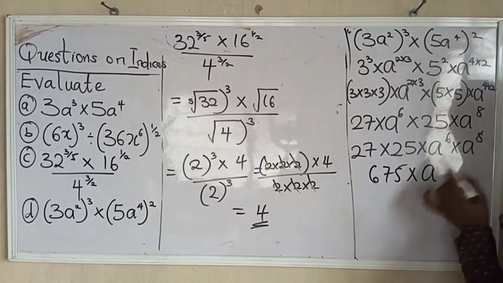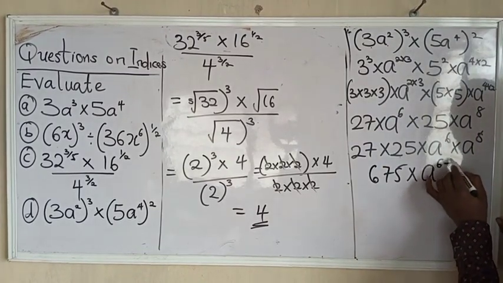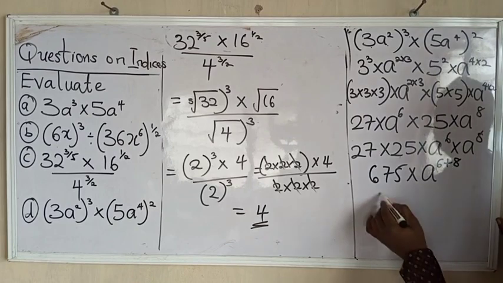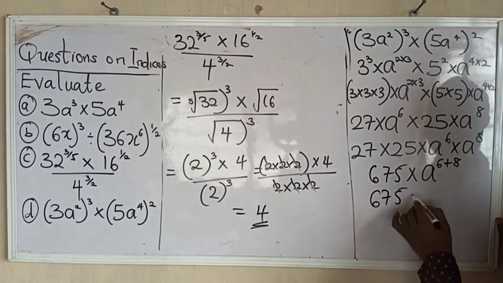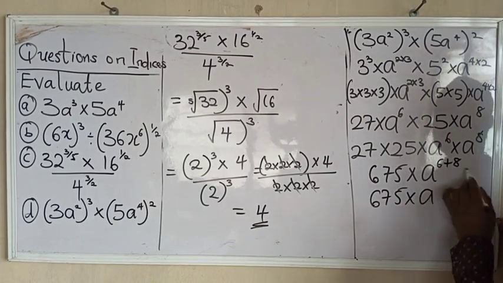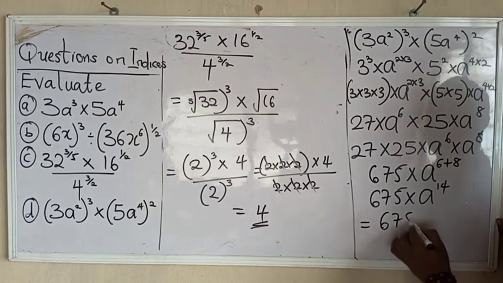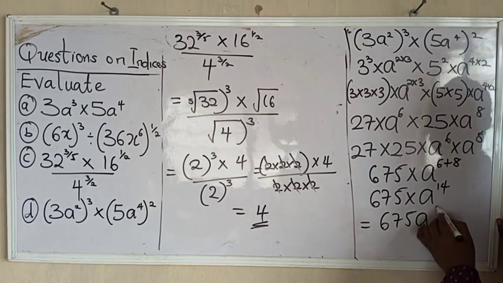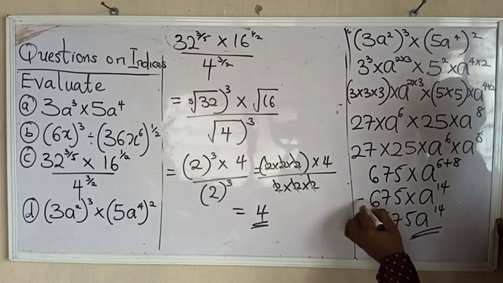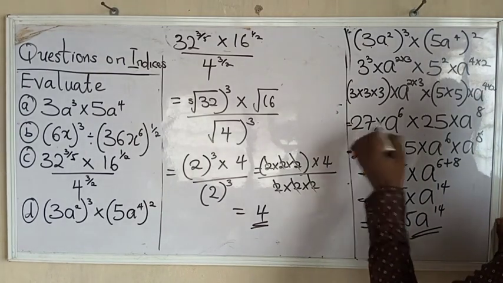Now we apply the law of indices here. So we have 6 plus 8. So 675 times a raised to power 14. So our answer is going to be 675a raised to power 14. And that is our answer.